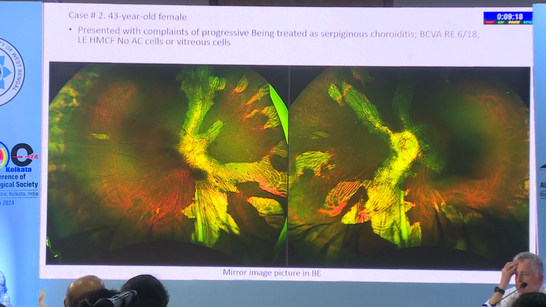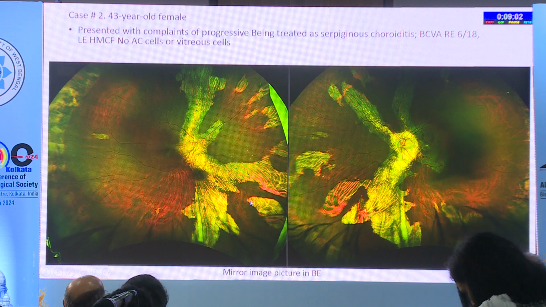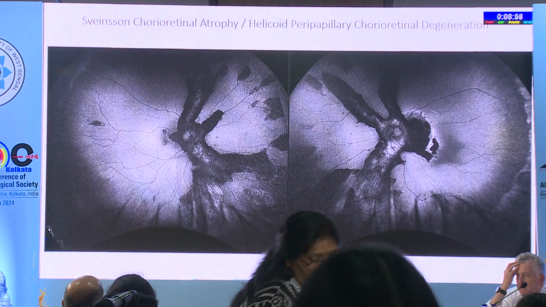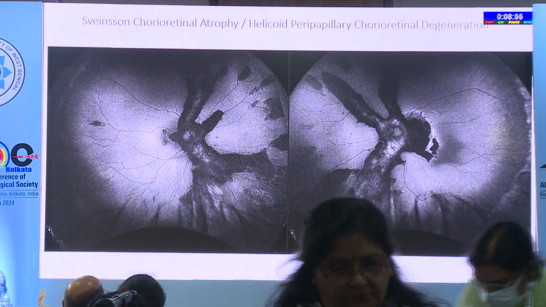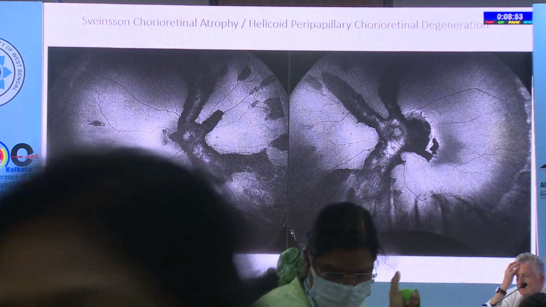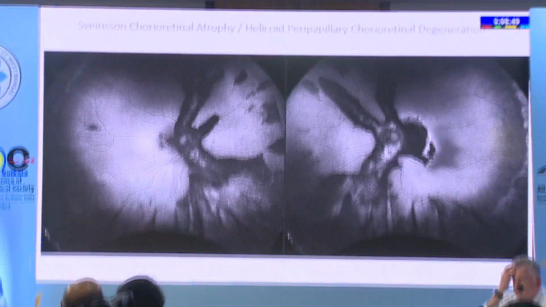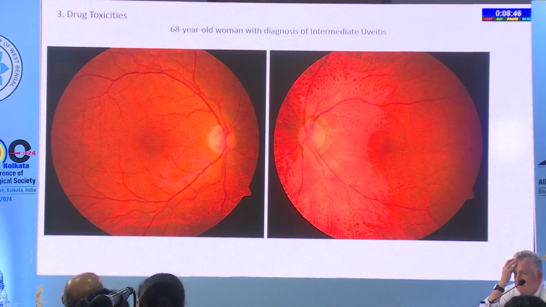Similarly, this patient. This is the patient which was diagnosed as serpiginous choroiditis, but serpiginous choroiditis does not present so symmetrical, so flat, no leading edge, no yellow edge. It's just a flat lesion which is bilaterally symmetrical, and that's how you see it. This is actually helicoid peripapillary chorioretinal degeneration and not serpiginous choroiditis.